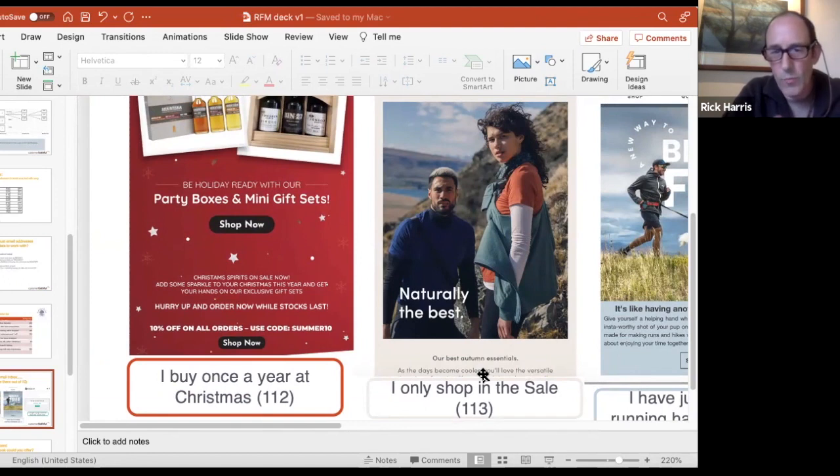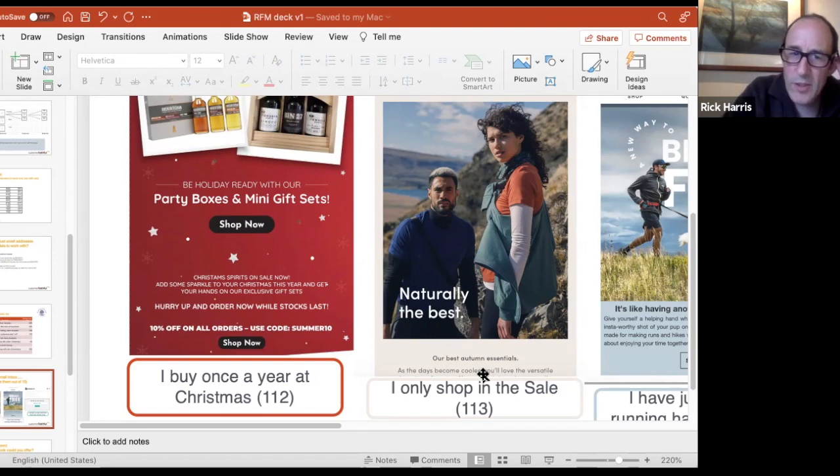And I buy once a year at Christmas. I put them in people's advent calendars, a little bottle of gin or something. So I don't spend a huge amount. I'm a 112, I reckon, because I only come at Christmas. It's a long time ago, and I spend a bit of money. I'm probably not their best customer, but I spend a bit of money.